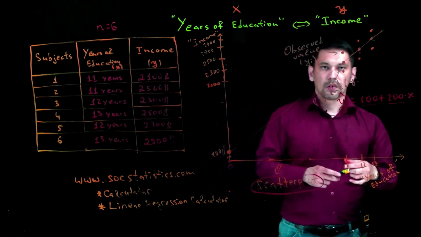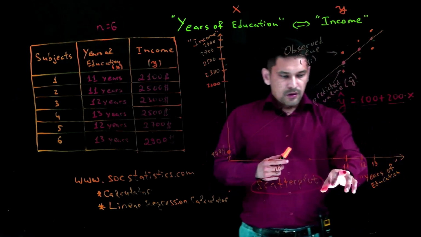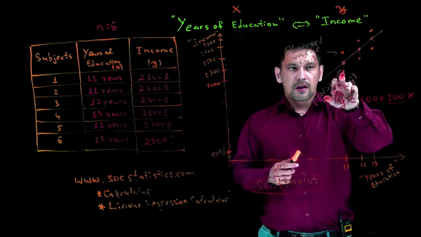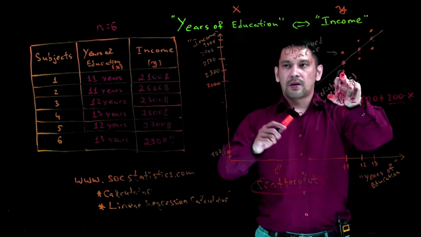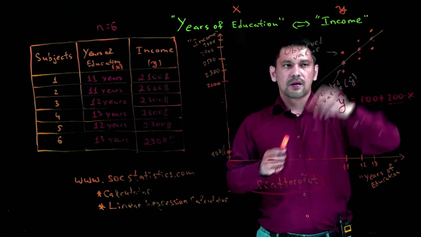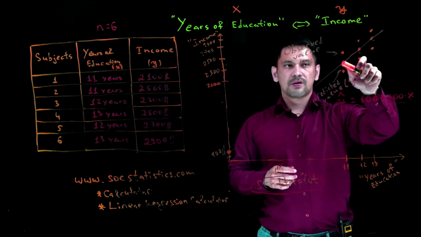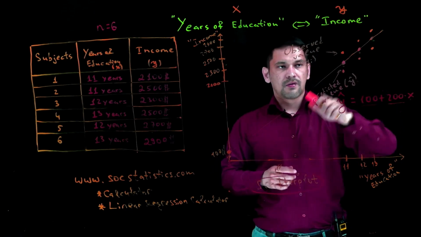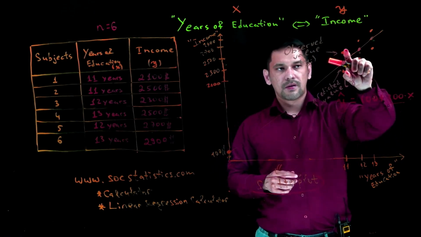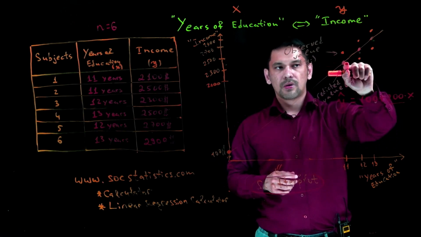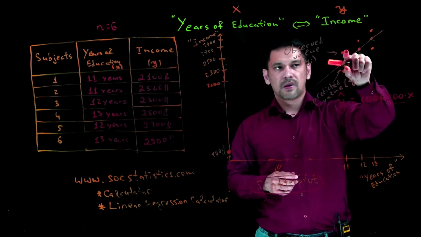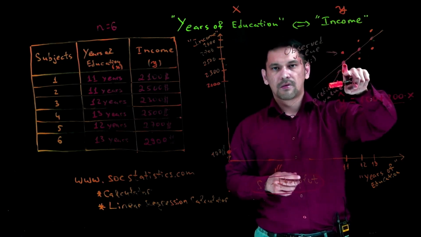For example, when x is equal to 11, the observed values are 2,100 and 2,500, and the predicted value is 2,300. Now, if you calculate the average for these two observed values, you're going to get the predicted value. 2,100 plus 2,500 divided by 2 gives me 2,300, which is the predicted value.